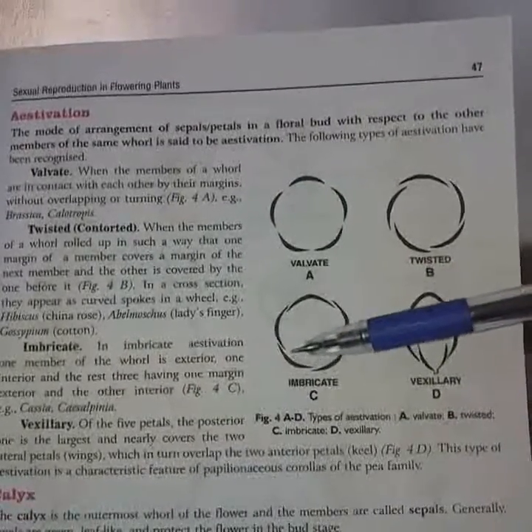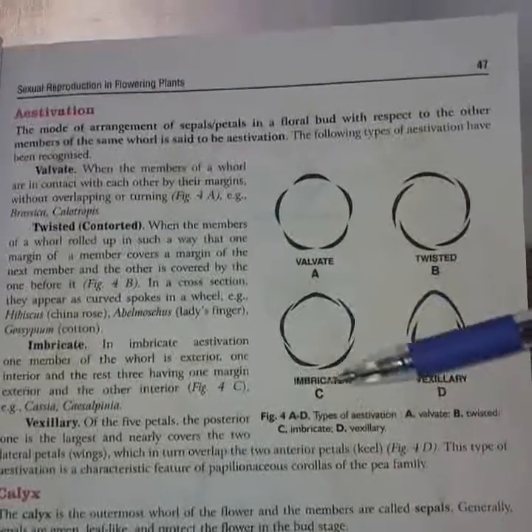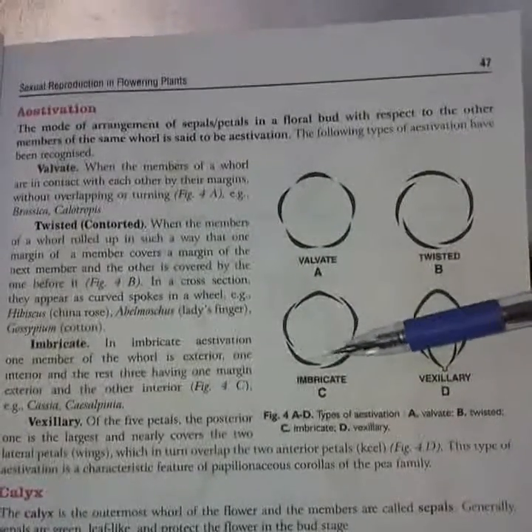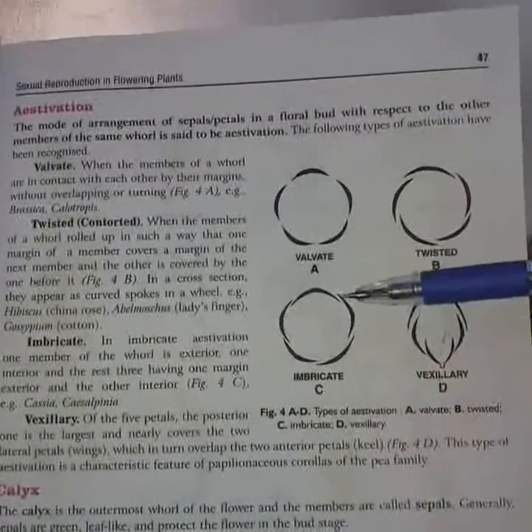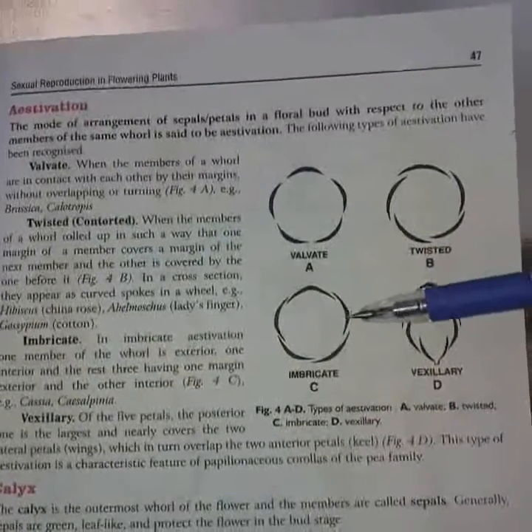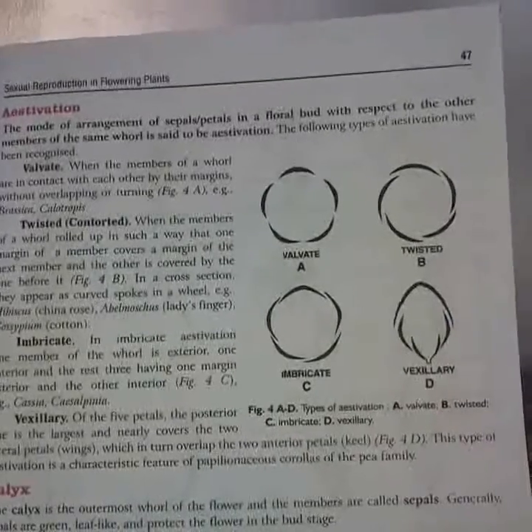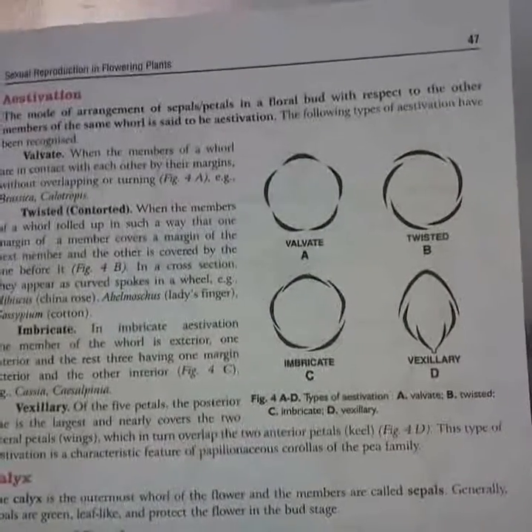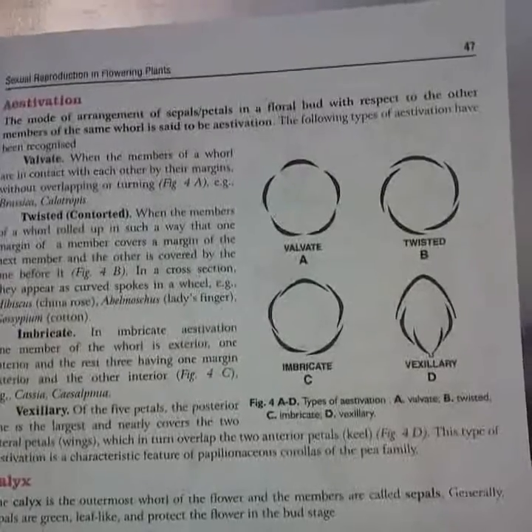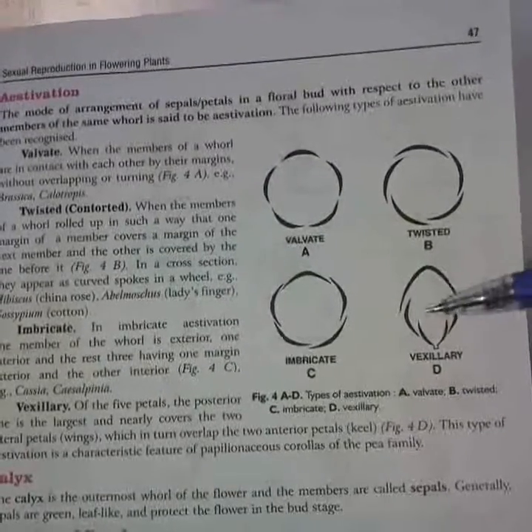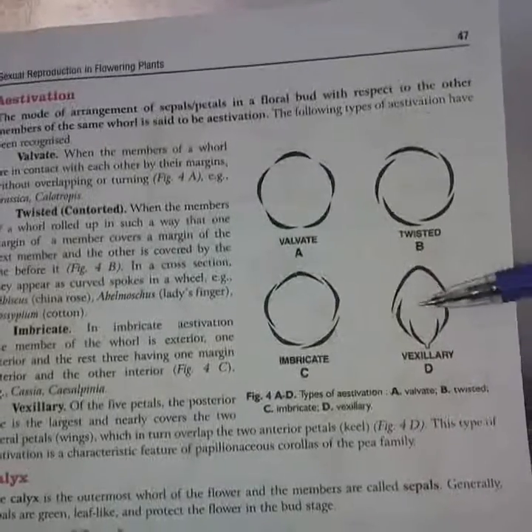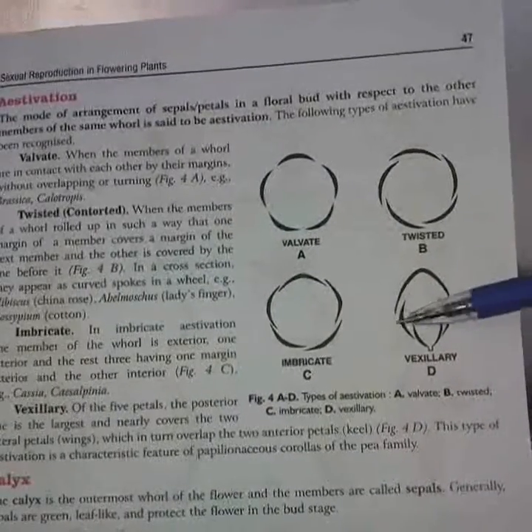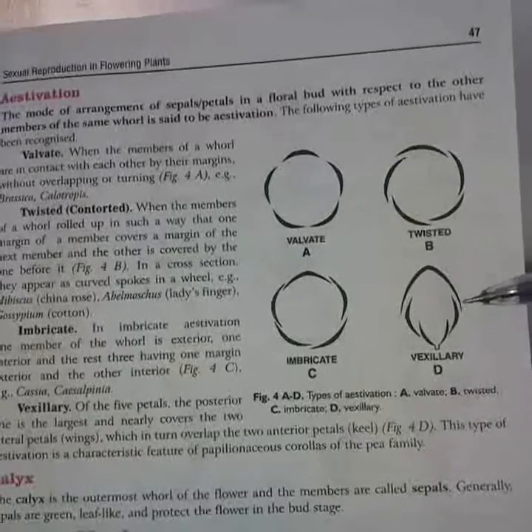One part is covered, other parts are free. One covers parts and others are free, so that of all three margins, one is covered and the others are free. This type of aestivation is imbricate aestivation. Next, one margin is the largest and covers the other two margins.